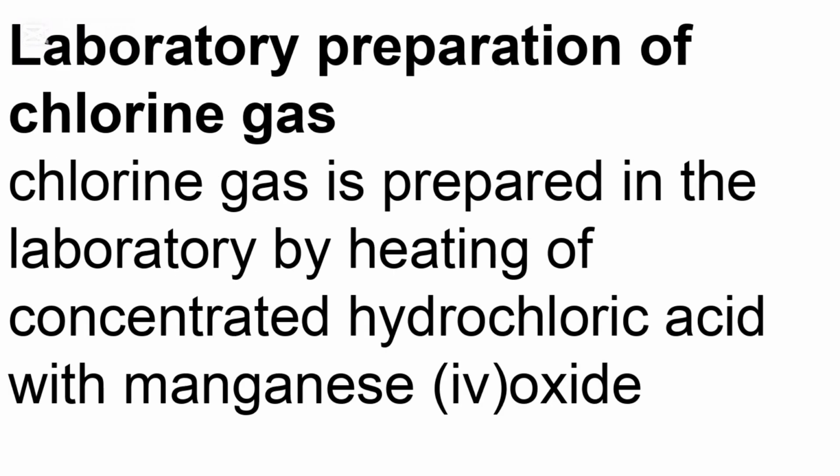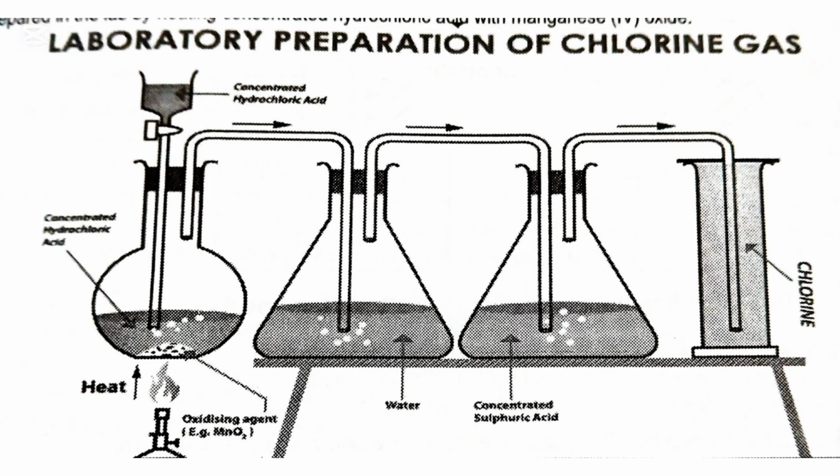Now, let's look at the laboratory preparation of chlorine gas. Chlorine gas is prepared in the laboratory by the heating of concentrated hydrochloric acid with manganese(IV) oxide. Concentrated hydrochloric acid is heated together with manganese(IV) oxide to produce chlorine gas and other byproducts.